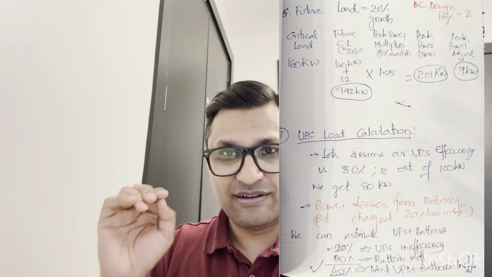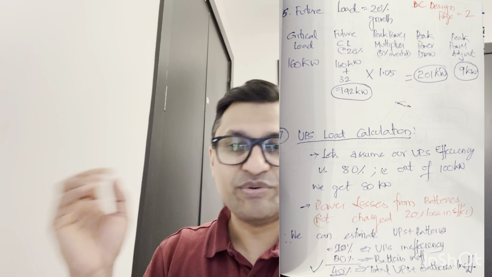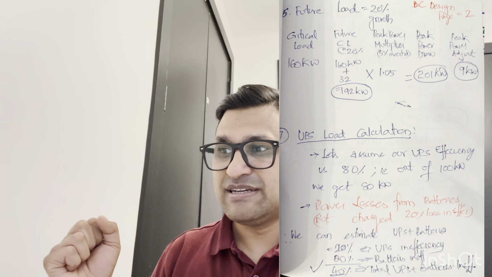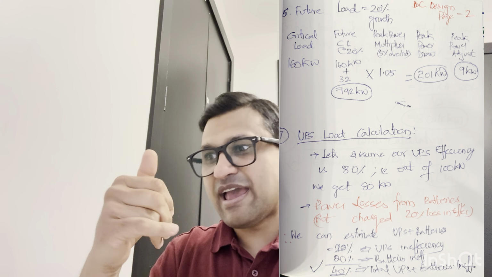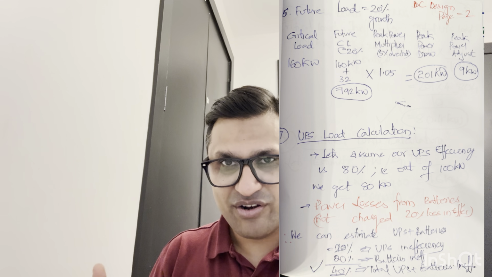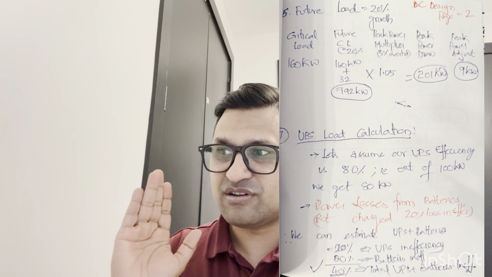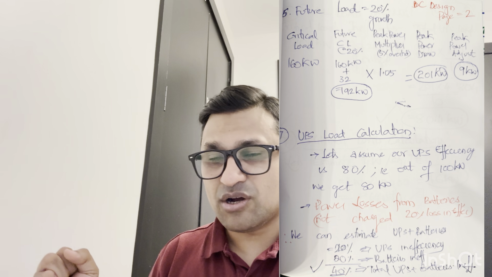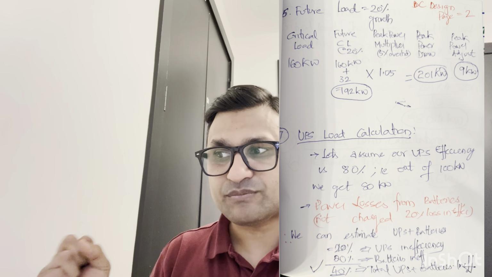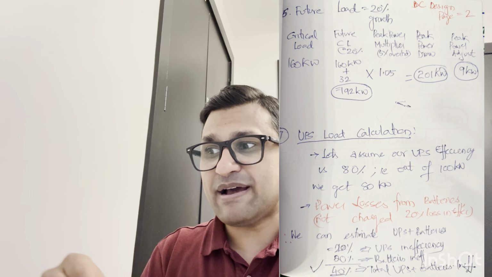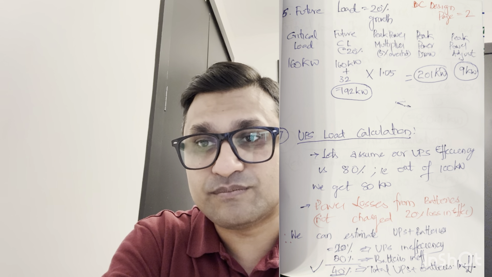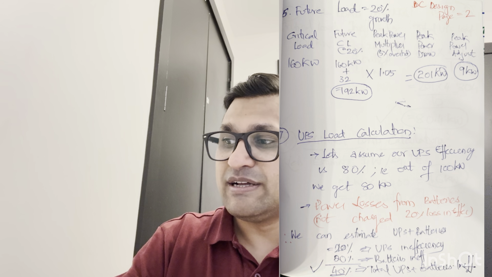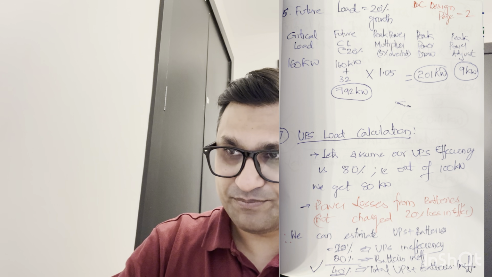The next critical item which draws power is the UPS load calculation. Let's assume our UPS efficiency is 80%. That is, out of 100 kilowatts, we get 80 kilowatts. So if you have a UPS input of 100 kilowatts, you're getting 80 kilowatts because of the 80% efficiency of the UPS. Power losses from batteries: if they're not charged, there's 20% power loss. We can estimate the UPS and batteries at 20% plus 20%, about 40% total inefficiency.